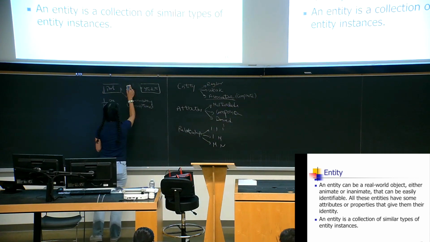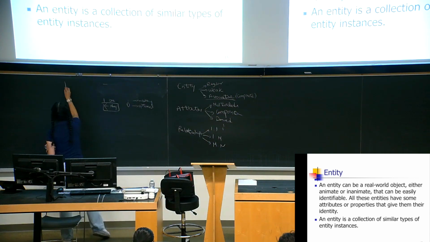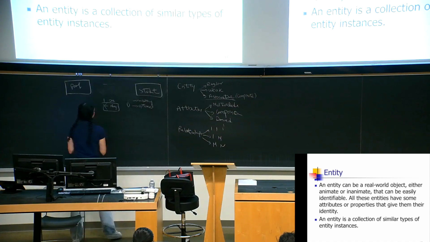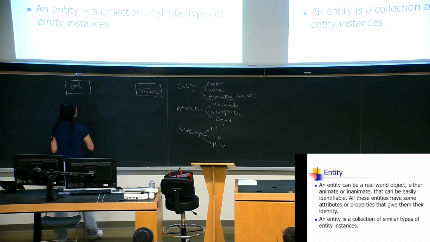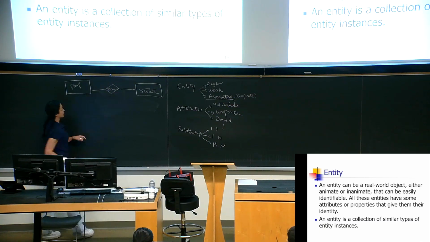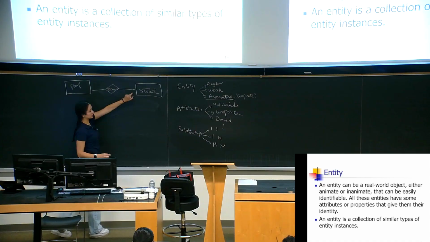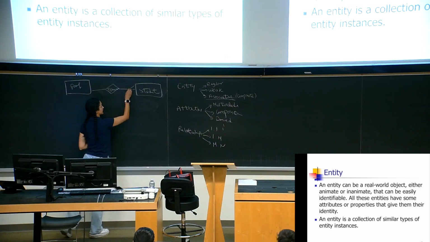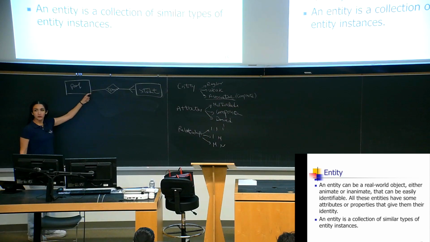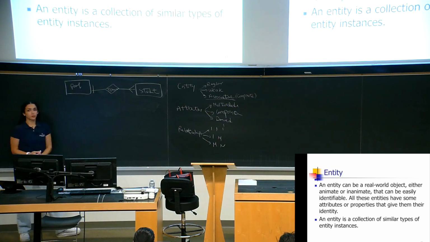So this is a prof, this is a student, right? And this is their relationship, the supervised relationship, right? So each prof can supervise multiple students, right? So this is a many sign. So this is a sign for many. And each student can be supervised by only one prof. So we put the sign 1.